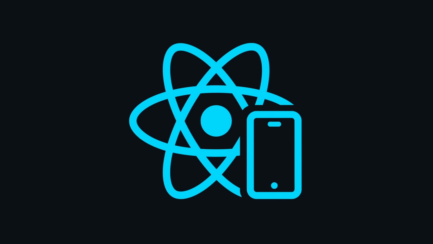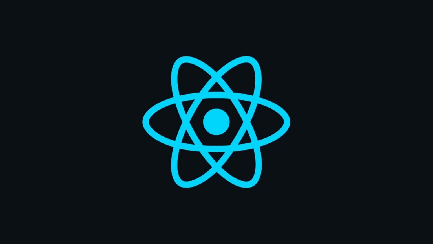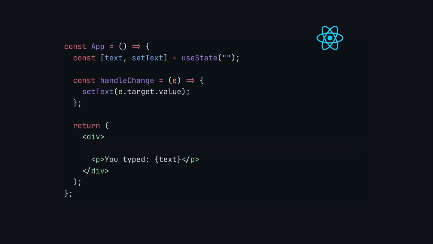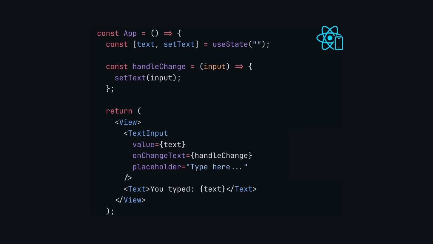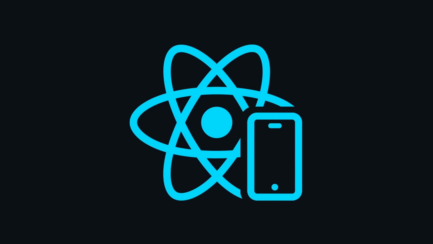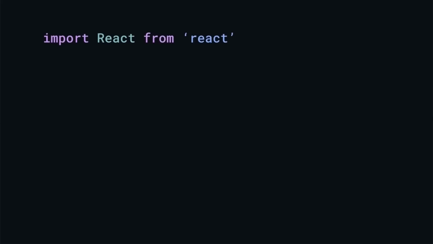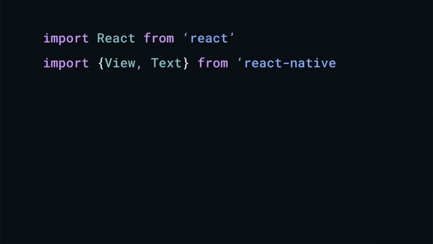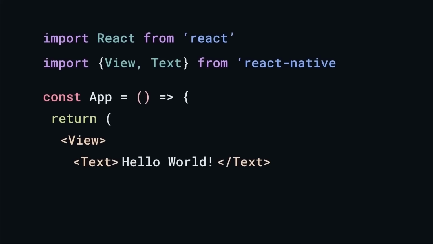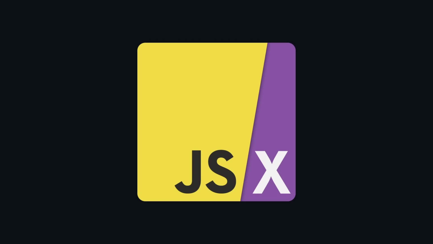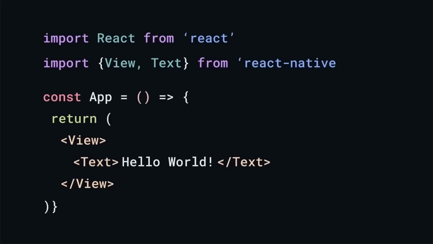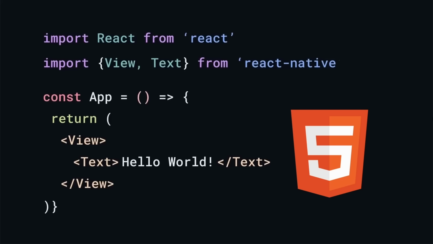When coding in React Native, you use JavaScript, just like with React. But instead of rendering HTML elements, you'll be rendering native mobile components. Take a look at this basic React Native component. Here, we're importing two important components from the React Native library, View and Text. Then we create a functional component called App that returns the Text component wrapped inside of a View. What's interesting here is that we're using JSX syntax, which makes it super easy to create and visualize our components in a more HTML-like way.